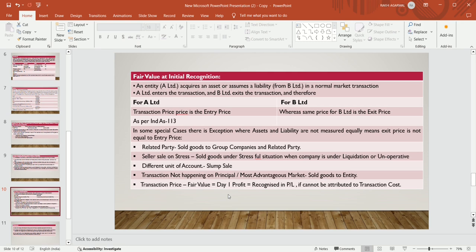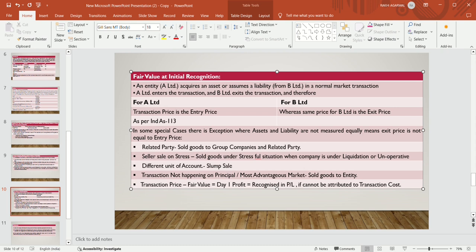Now, fair value at initial recognition. An entity A Limited acquires an asset or assumes a liability from B Limited in a normal market transaction. A Limited enters the transaction and B Limited exits the transaction, and therefore for A Limited the transaction price is the entry price. Fair value at initial recognition means an entity acquires an asset. Suppose entity A acquires an asset and entity B transfers its liability, or entity B assumes a liability, in a normal market transaction.